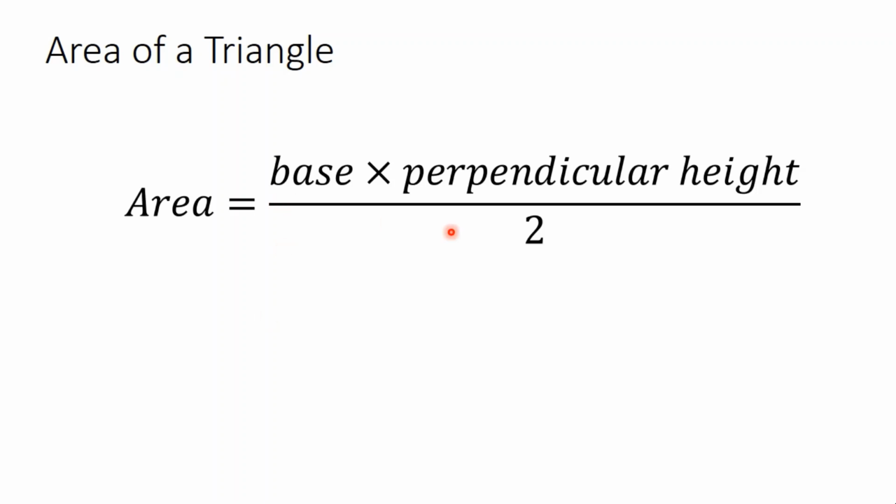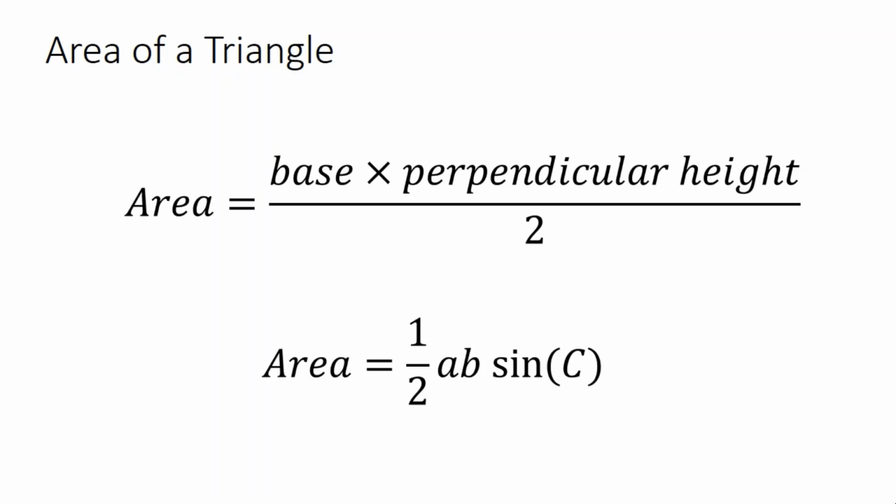We have to find one length, which we call the base, then we find the perpendicular height of the triangle, and then we divide by 2. Now this rule is fine, but it does involve us finding the perpendicular height, which is not always particularly easy to do. So it'd be nice if we had a formula that didn't involve the perpendicular height, and indeed we do.